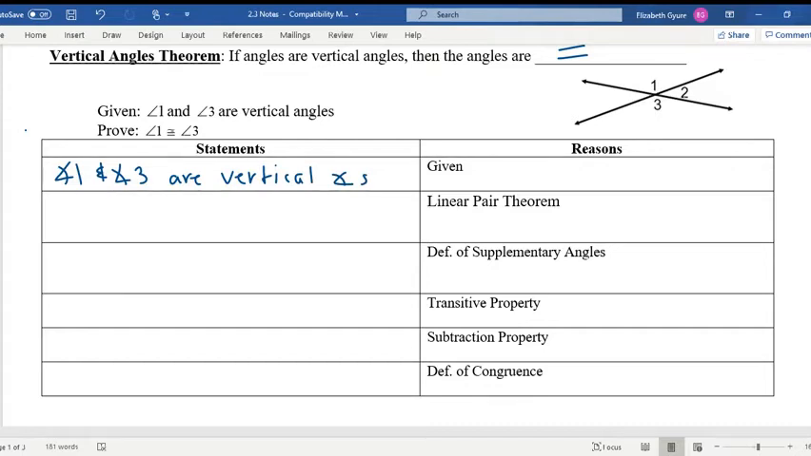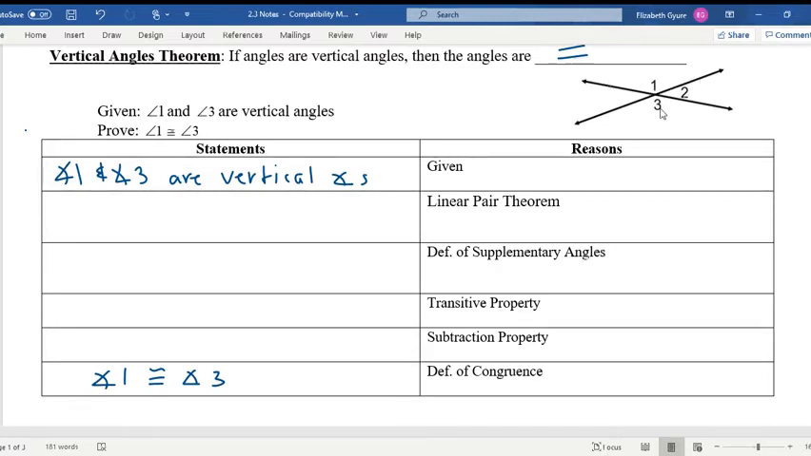And now it is telling us to use the linear pair theorem. Oh, something else I would do, guys. You actually have 2 freebies, your first step and your final statement. So we know we need to get to angle 1 being congruent to angle 3, so you can always fill that in right away too. Okay, so we've got to prove these are congruent.